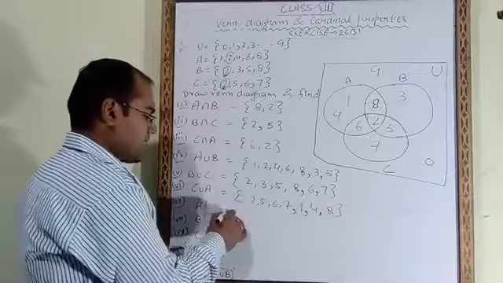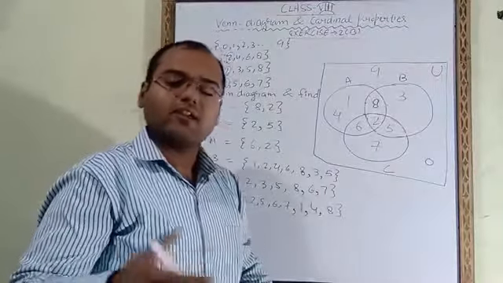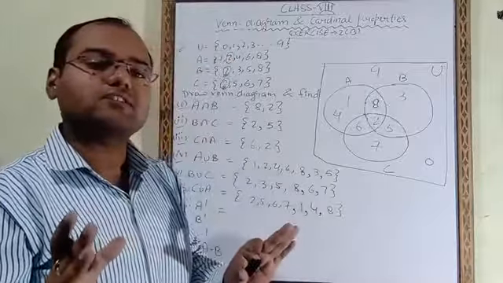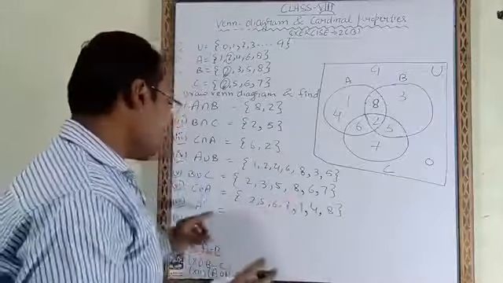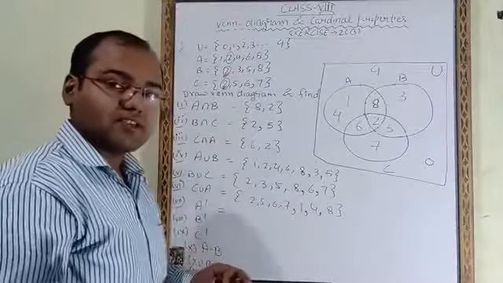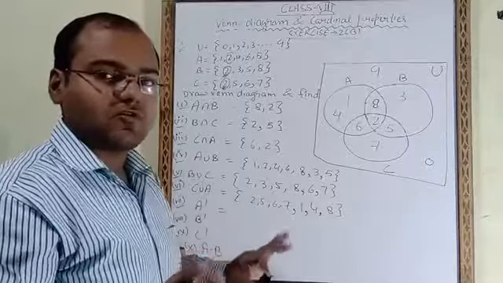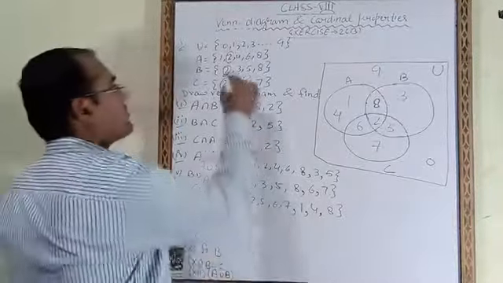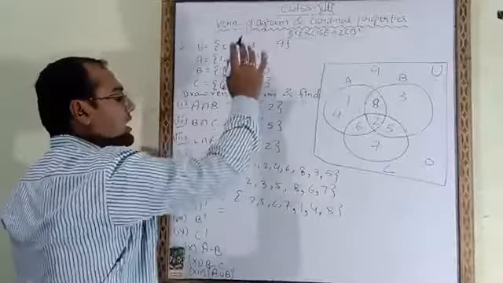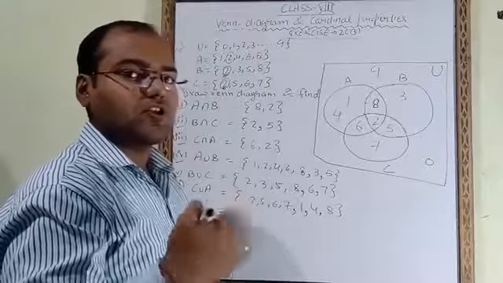Now A complement. A complement means leave the elements of A and you have to write all the remaining elements coming in the universal. Complement means universal minus A. Leave the elements of A and write all other elements which are coming in universal. So in universal 0, 1, 2 up to 9 are there, but we will not take A elements. A complement means we have to remove A.